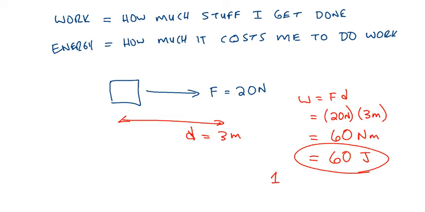Here again, every time I see a Newton meter, I call that a J for joule. James Prescott Joule was a gentleman that started measuring energy and how much heat came out of different reactions and things. And so we remember him by naming the unit of energy after him. But 60 joules of energy here would be required to move this box 3 meters with a force of 20 newtons. And that would be how much work I would do as well.